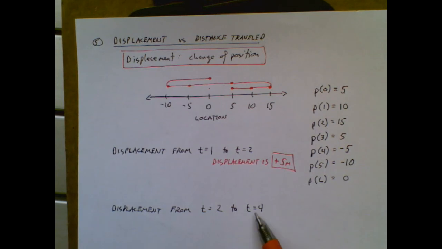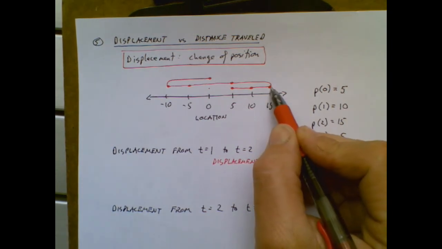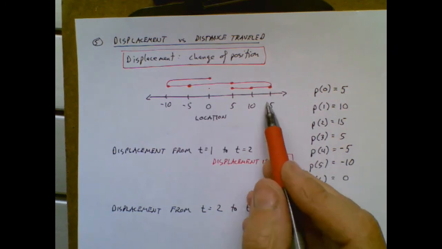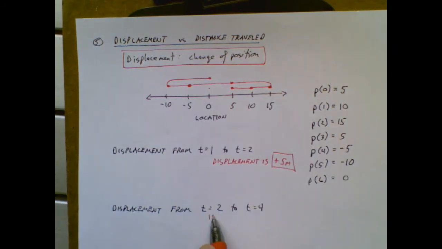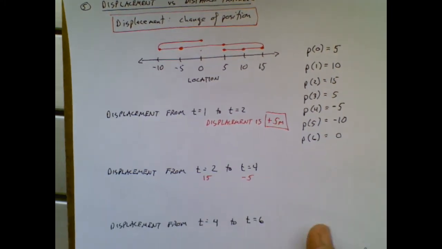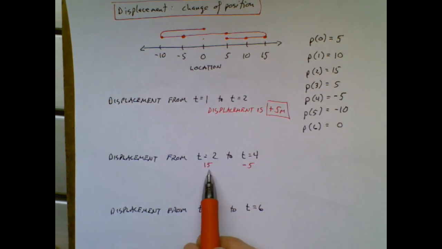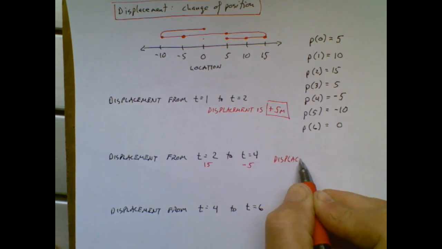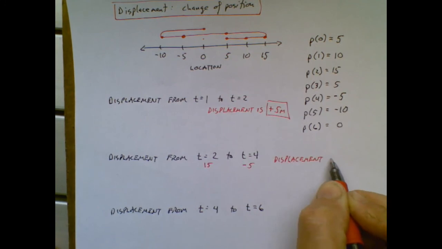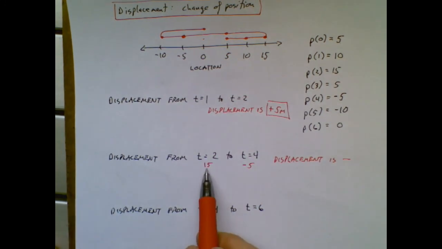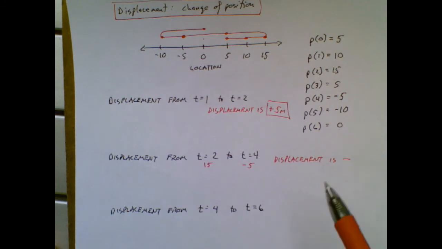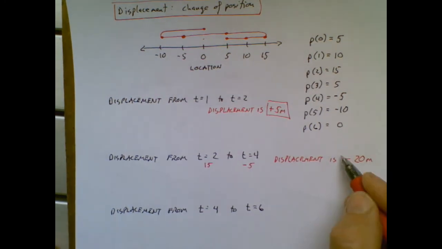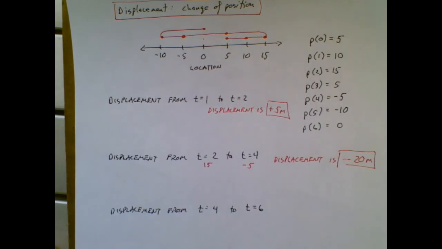If I think about displacement from 2 to 4, here's time t equals 2, here's time t equals 4. So it went from a position of 15 all the way to a position of -5. This tells me that my change in position is negative because it ended up way left of where it started. If it started at 15, ended at -5, it has a displacement of -20 meters. The minus sign is important.